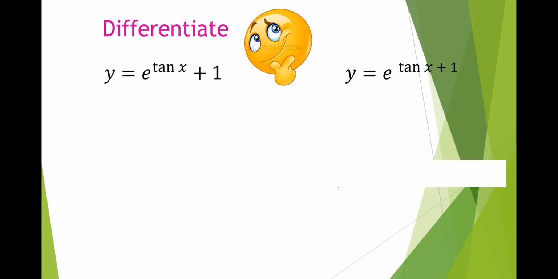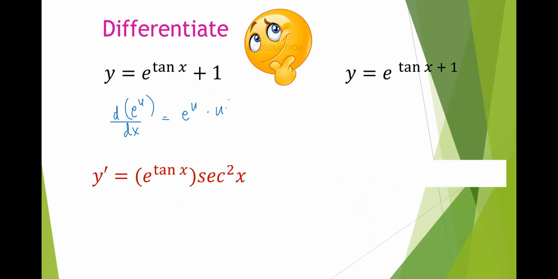Alright, so what about this one? We're given with this e to the tan x plus 1, and then the other side naman is e raised to the power tan x plus 1. So we remember the formula for e to the u, no? This is e to the u. So formula for the derivative of e to the u with respect to x, if u is a function of x, is e to the u times u prime.